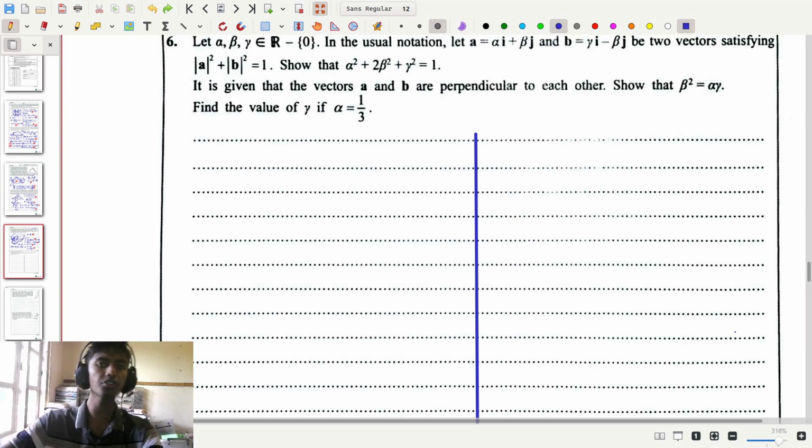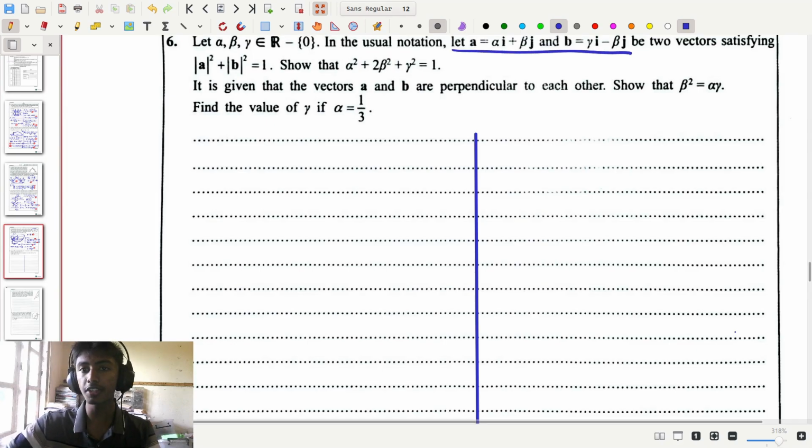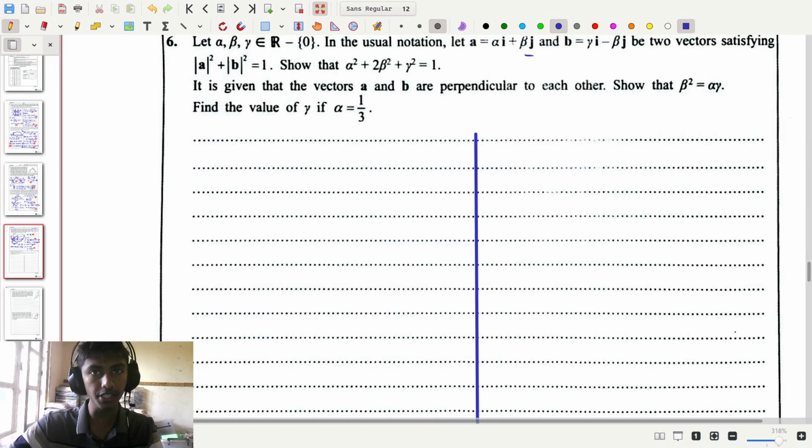Now to start off this question, what we need to do is to use this information here and the fact that A vector modulus squared plus B vector modulus squared equals 1 in order to find this equation. Now in the usual notation, i and j vectors are two unit vectors that are perpendicular to each other. So here we have alpha times one unit vector plus beta times a perpendicular unit vector, and here we have gamma times a unit vector minus beta times another unit vector, which is perpendicular to the first one, of course.